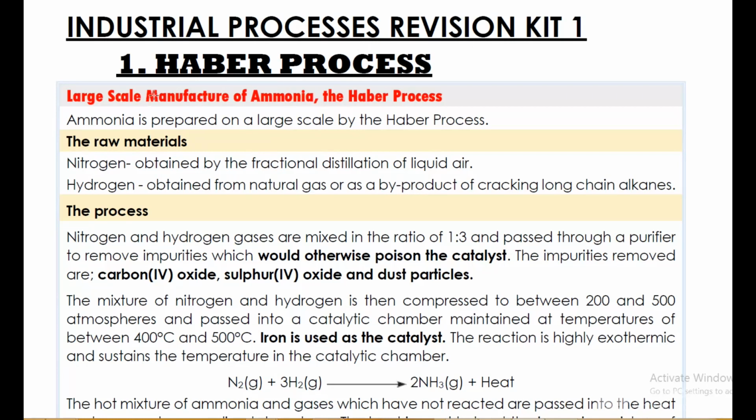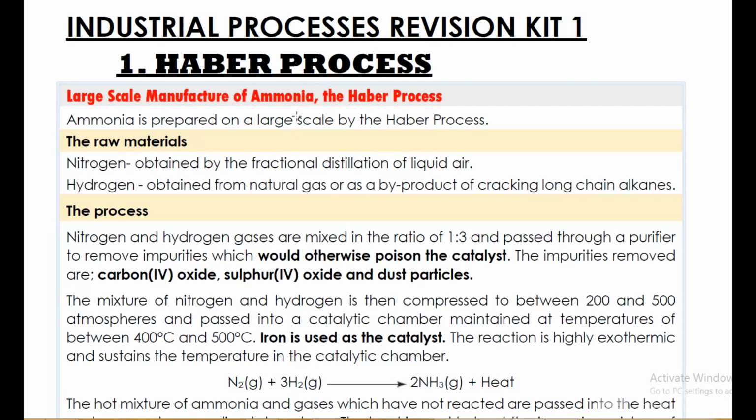So the first process we want to look at is the HPR process. As we know, the HPR process is the industrial manufacture of ammonia gas. So whenever you hear HPR process, it is the industrial manufacture of ammonia gas. So what you need to know in these processes first is the raw materials.